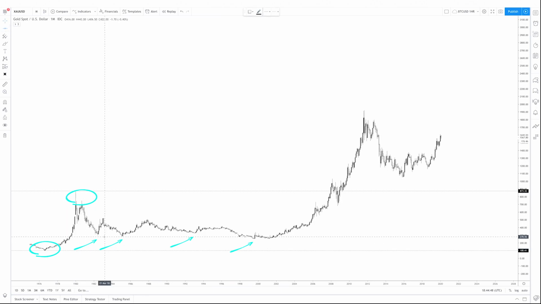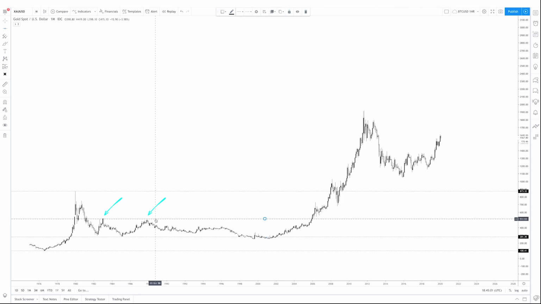Right, we'll call it here. We can see we have something similar at the top. We have a high and a high. So let's mark this out.